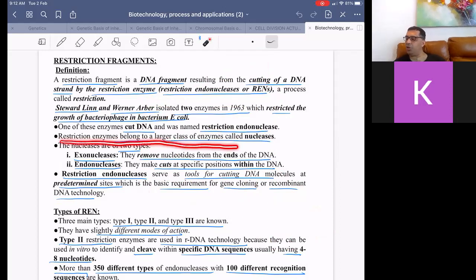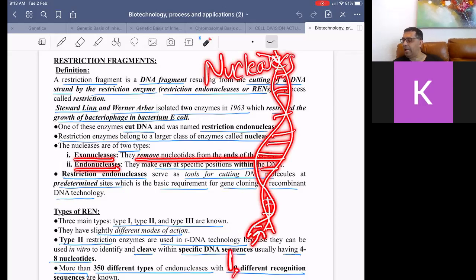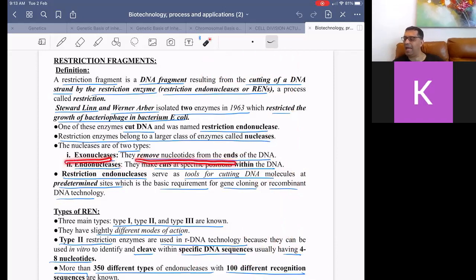Restriction enzymes belong to a larger class of enzymes called nucleases. And nucleases are of two types: you have exonuclease and endonuclease. Exonucleases remove nucleotides from the ends of DNA. If they cut base pairs from the ends, then they are called exonucleases. If cutting starts from here, at the end, it is called exonuclease. More specifically, exonuclease cuts DNA from the periphery towards the center. So exonucleases remove nucleotides from the ends of the DNA.